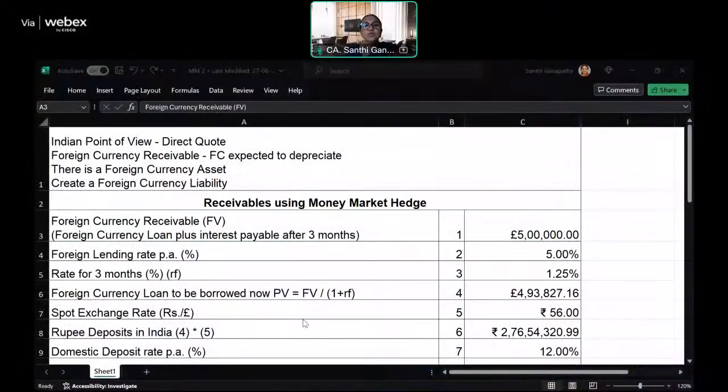Now, what is the position? We are looking at it from the Indian point of view. It is a direct quote. I have a foreign currency receivable. I expect it to depreciate. There is a foreign currency asset, therefore create a foreign currency liability. I said we have to take a foreign currency loan.